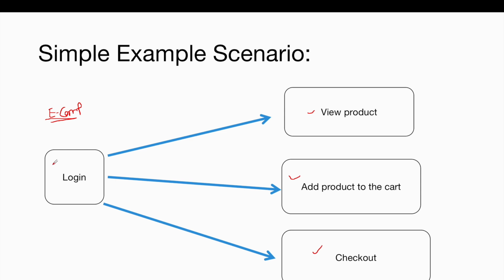Now what you can do is you can record the login script separately and keep it in a separate JMX file. This login test case you can use in all these three different test cases. Before view product, you can include this login test case here, then view the product. Similarly, you can again include the login test case here and then add the product to the cart. Then you can include the login test case here and then do the checkout.